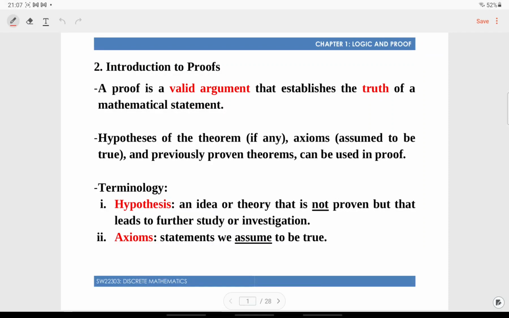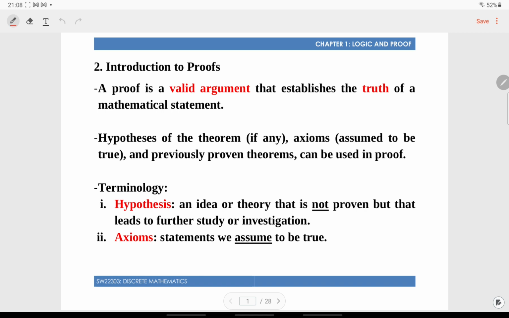In this chapter, we proceed to the second part of chapter 1, which is about introduction to proof. Proof is very important in mathematics. Why? Because proof is a valid argument that establishes the truth of a mathematical statement. So the truth of a mathematical statement can be established by using a proof.